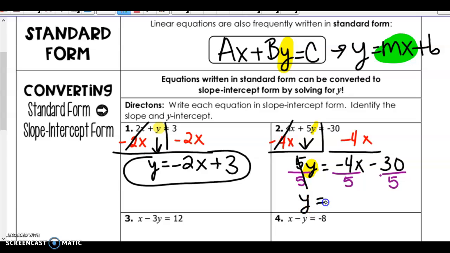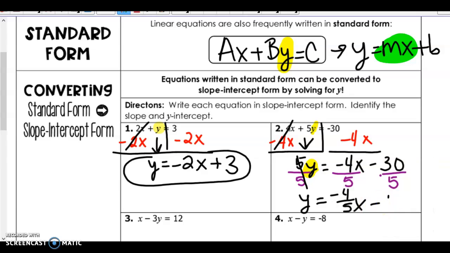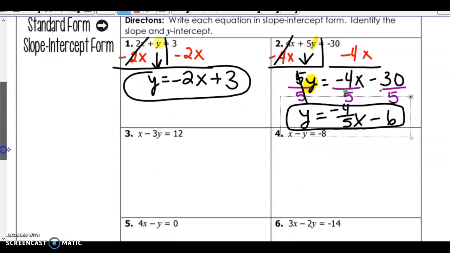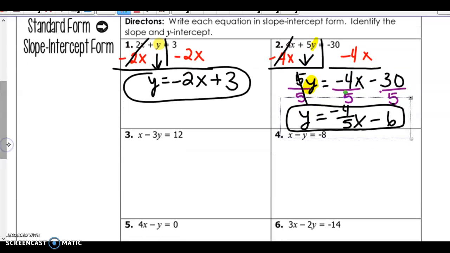And I'm left with y equals negative 4 over 5 just stays the same. You can have fractions for your slope, remember? And then negative 30 over 5 actually reduces to negative 6. So then this would be your answer for that one. All right, I'll do a few more. I'll go through and I'll do 3 and 4 for you guys.